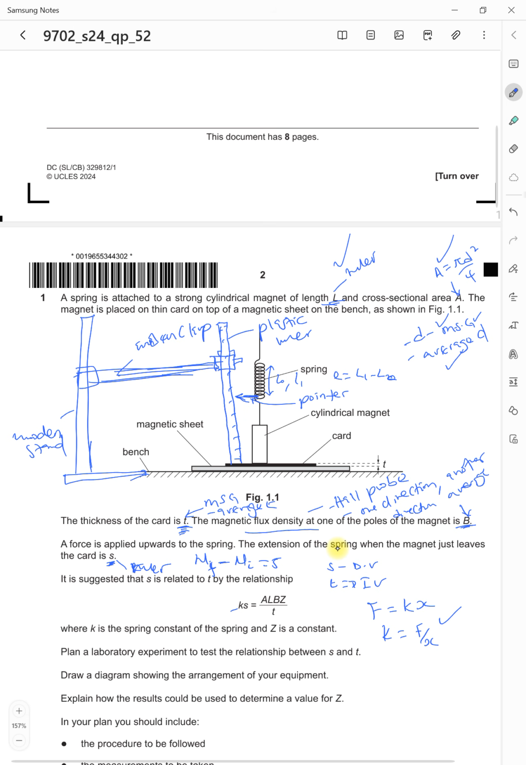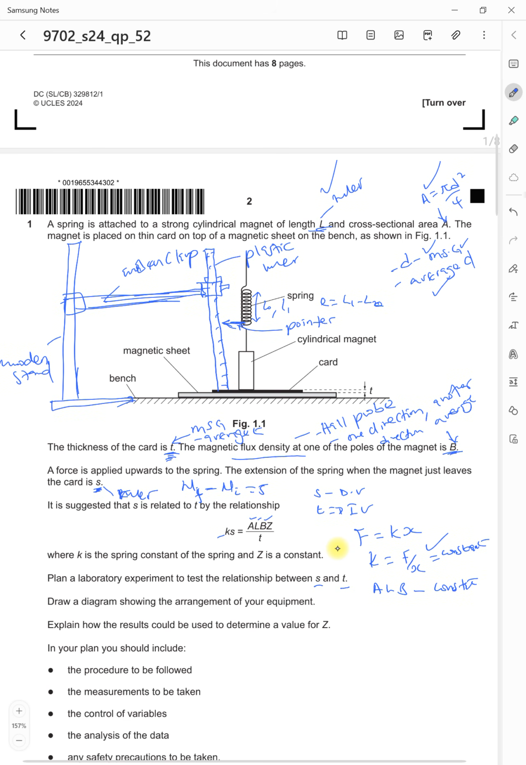Plan a laboratory experiment to test the relationship between S and T. So first of all, the cross-sectional area should remain constant. The length is going to remain constant. We shall also make sure that the magnetic flux density is constant. So A, L, B should remain constant. Then I should also make sure that K is kept constant, and that the elastic limit is not exceeded, because if it is exceeded, it is going to affect the values of S when T changes.